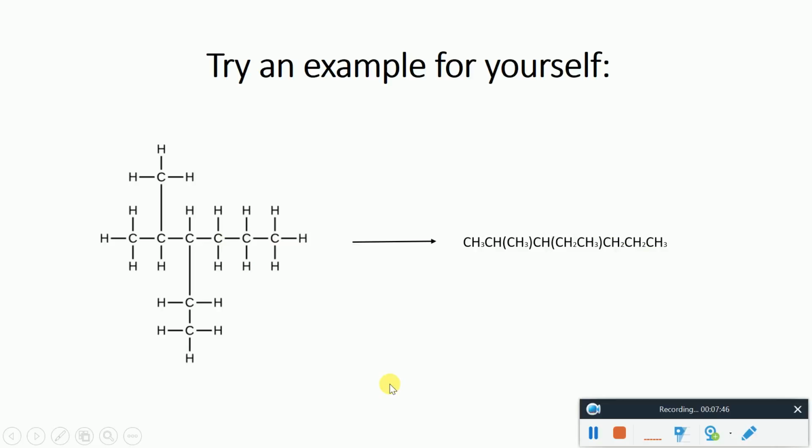So now try and make a bond line drawing of this guy. So I'm sure that you have tried. So we are going to look at that. And there it is. So this is what you're going to be dealing with most often.